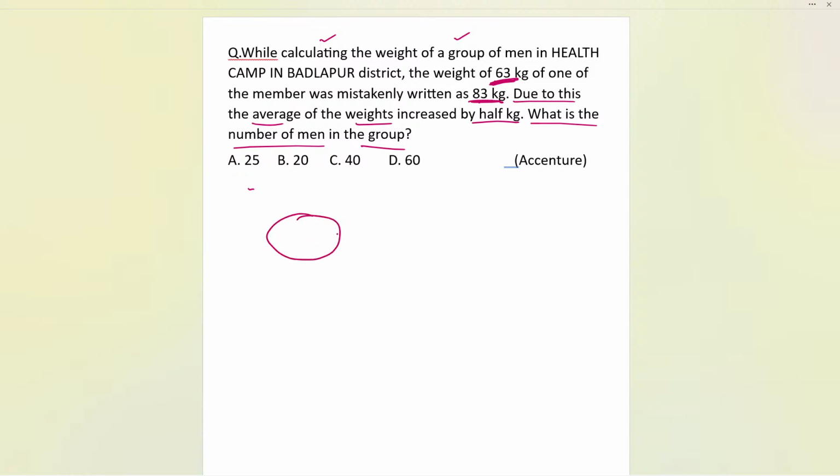So can I now say that if I talk about the sum, then this is the incorrect part? 83 is the incorrect part. So I have to subtract 83 from the sum and add 63, because this is the correct part. Okay, so try to solve this part. It will be 20. 20 is the difference in the sum.